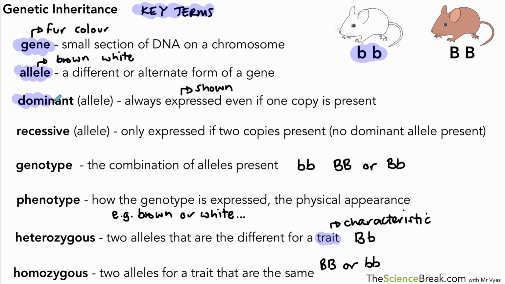So these are the important key terms that we need to be able to use. We will be using them as we go through our next set of videos. Hopefully you get the idea of how inheritance works. We've only used one example of fur color in our video today with mice, but we are going to do lots more examples of other things as well.